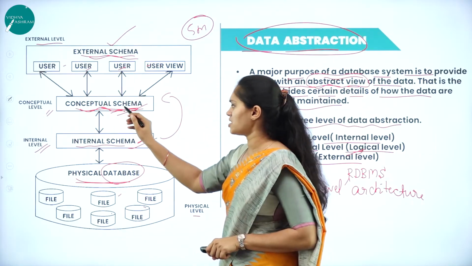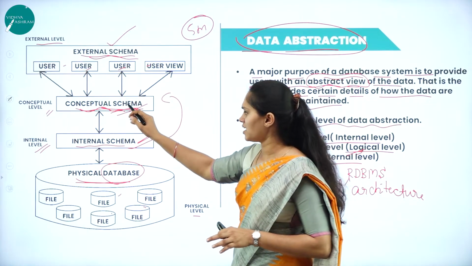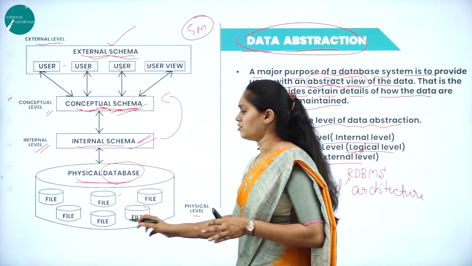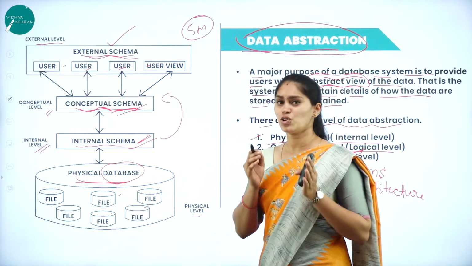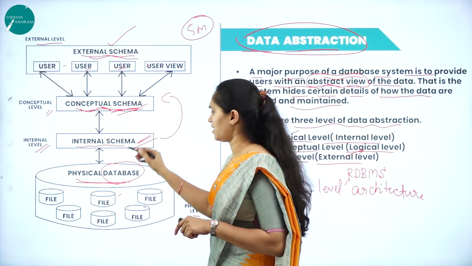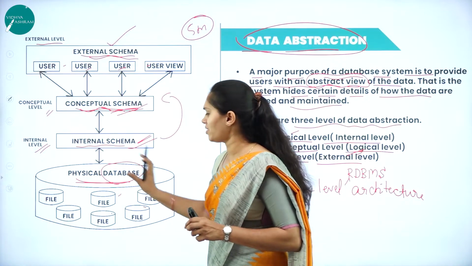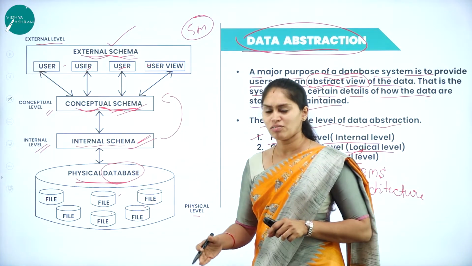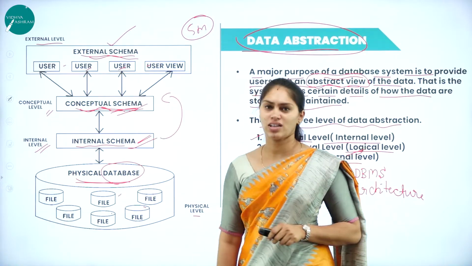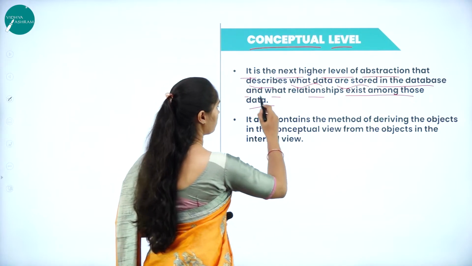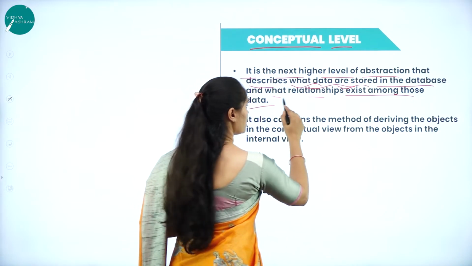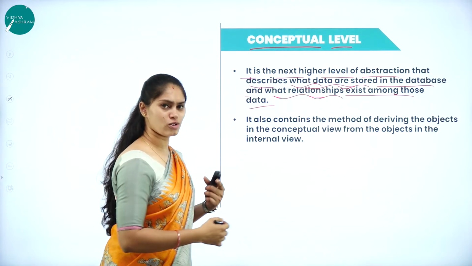If you consider this conceptual schema, as I told, it has accessibility to the internal schema. In the internal schema, we have physically stored information, physically stored databases. With the help of this conceptual schema, I can get to know what is there in the internal schema. In the internal schema, we have a list of databases along with their field data. That can be known through this conceptual schema, so that it shows what kind of data we are storing in the database and what relationships exist among all those data.